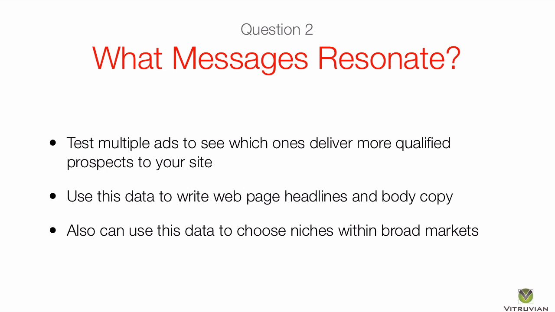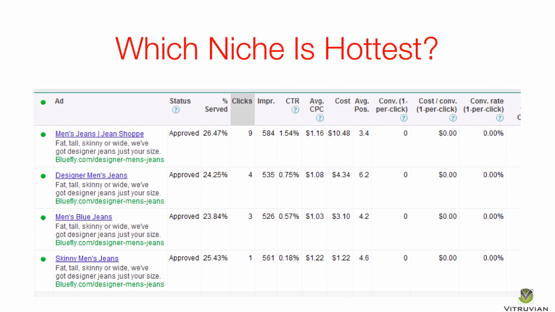You're not just limited to ad creation. A good ad should be echoed everywhere else. And you can also use this data to choose niches within broad markets. So we saw in the jeans example, there's lots and lots of different niches you could use within jeans. So we could do a test using different ads to see which niche is hottest.